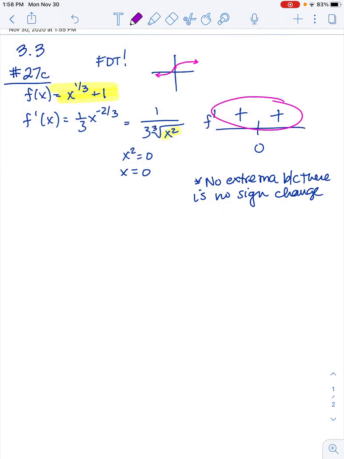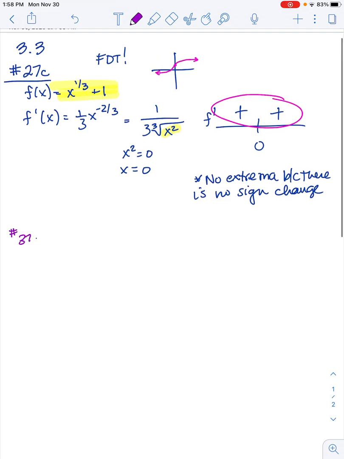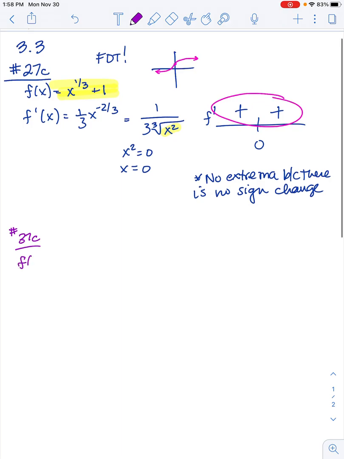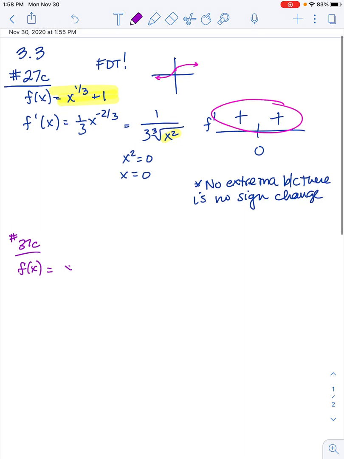Let's do purple for 37C. This is a mean one. So we've got a quotient to deal with. It is x squared minus 2x plus 1 all over x plus 1.